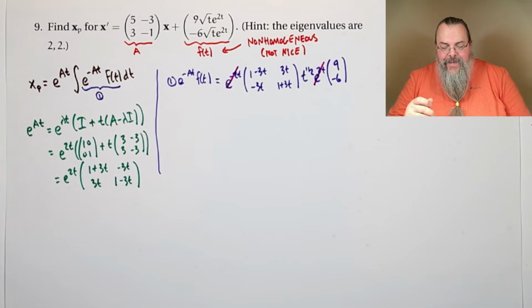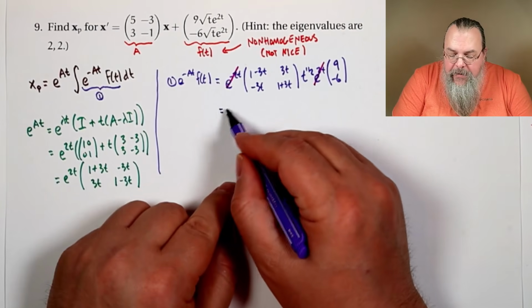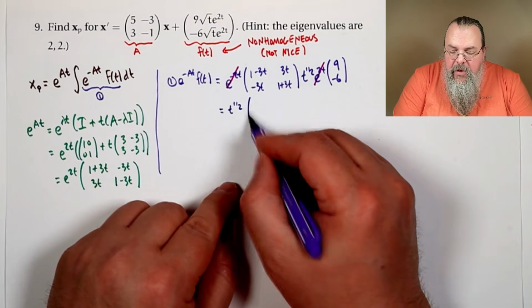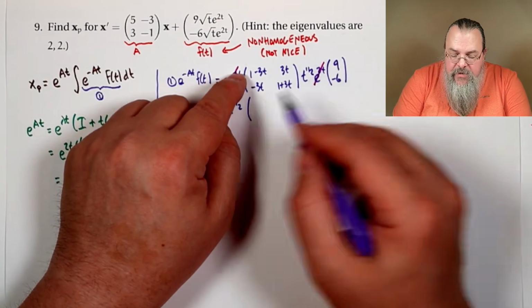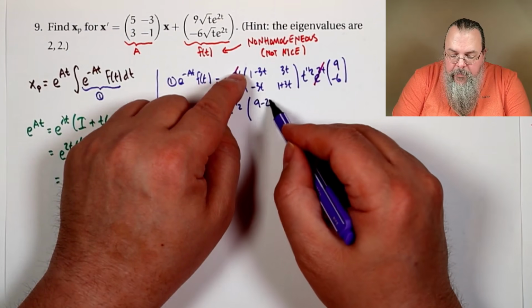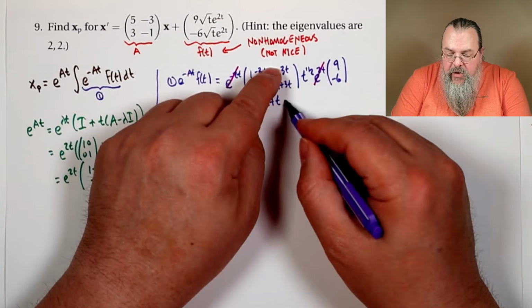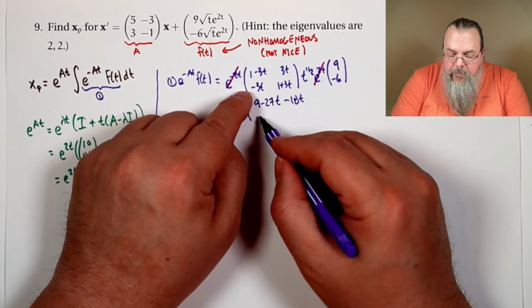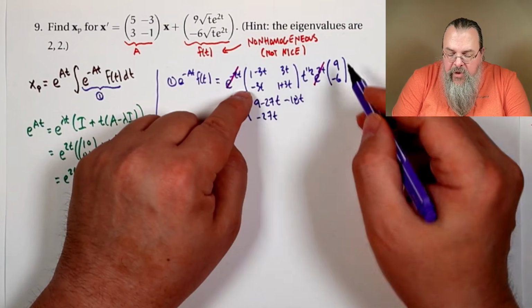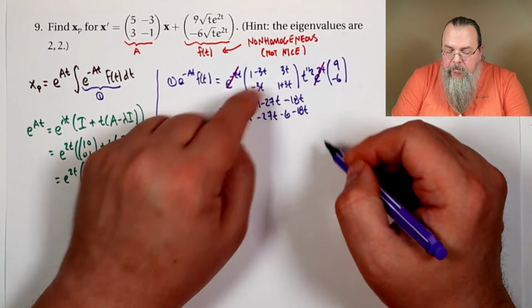So, what do we get? Well, we get a t to the 1/2. And now we'll just carry this out. So we have 9 minus 27t minus 18t. Then we have minus 27t. And then we have minus 6 minus 18t.